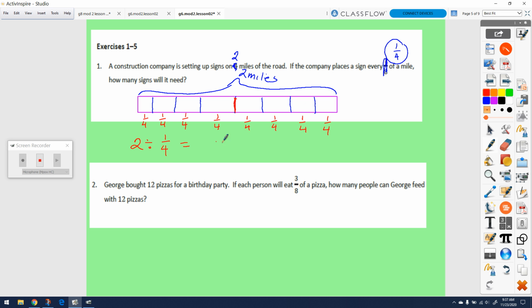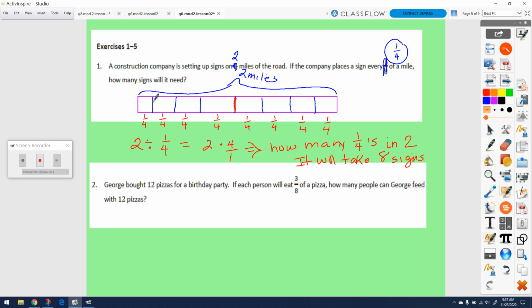When we do that, if we did it keep, change, flip, it would be 2 times 4/1, which is also the way that we can say how many 4ths in 2. So in our 2 miles, how many 4ths were there? There were 8. It will take 8 signs.